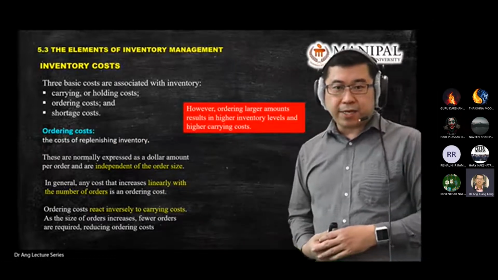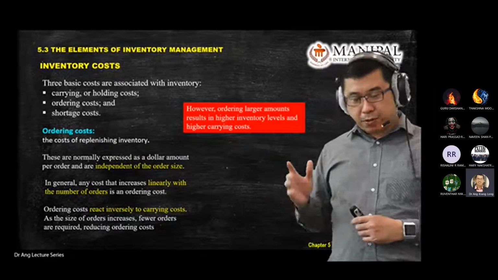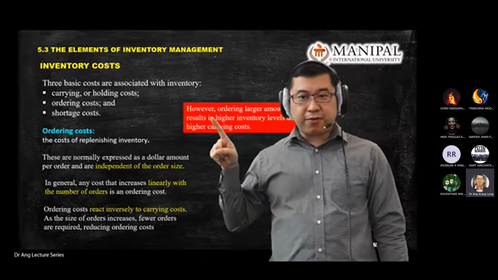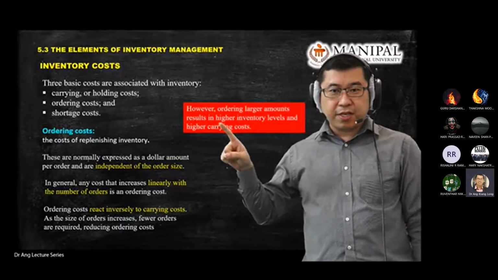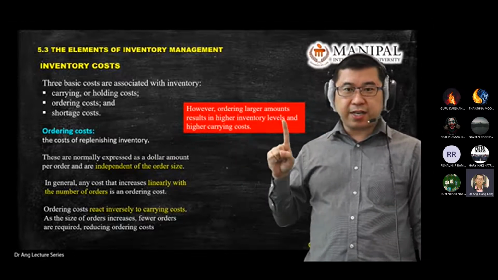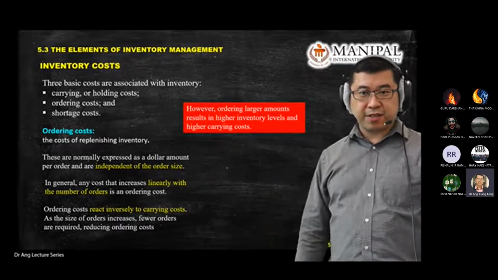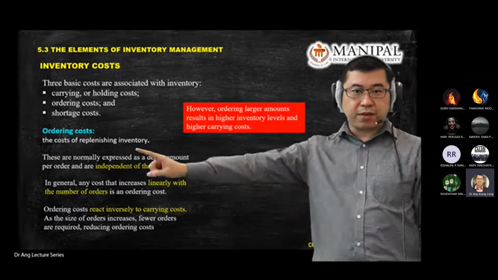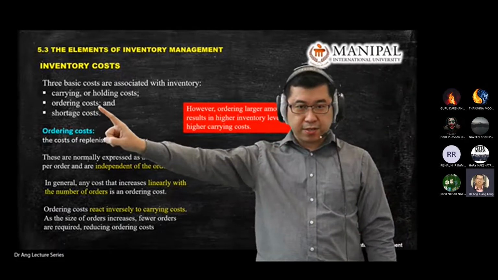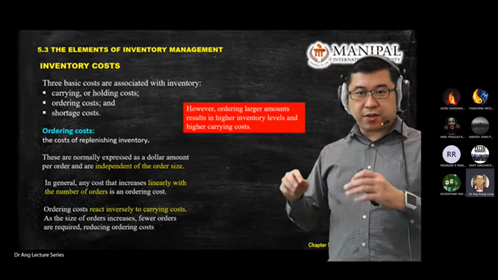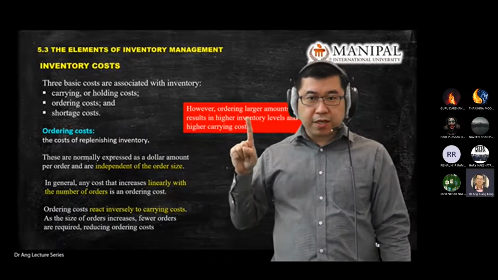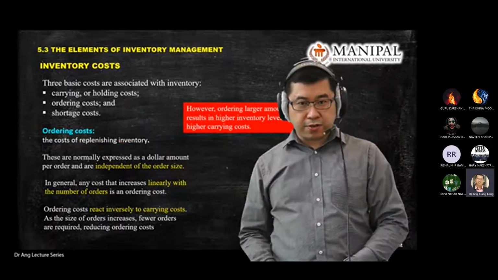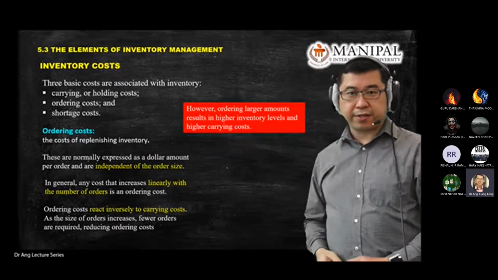Okay. The next one is more practical advice. If you order a larger amount, you need a higher inventory level, meaning you need more space, and higher carrying costs. If you increase the order, you need bigger space, and you also increase your carrying cost. This is only the after effect.